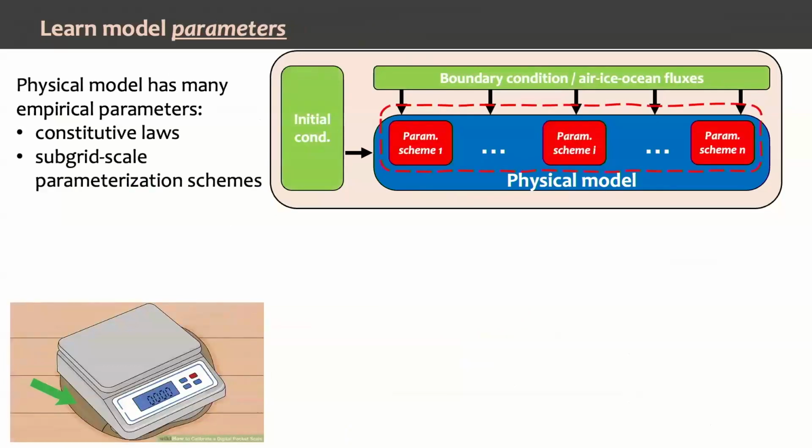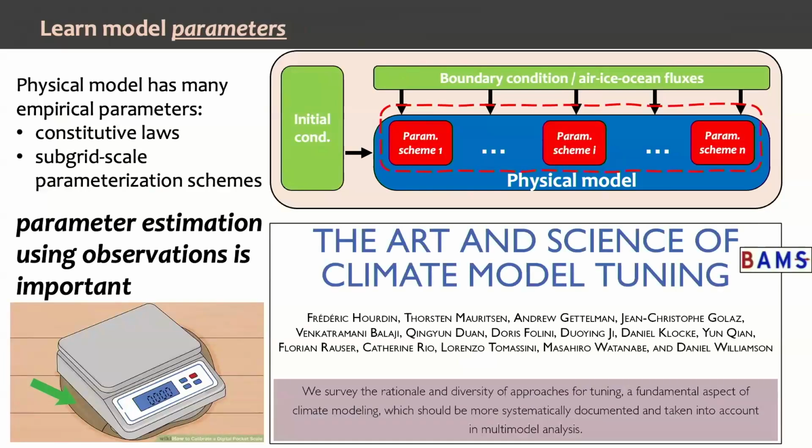Now I'm coming to the second part. This is where we try to learn the parameters of, for example, the subgrid-scale parameterization. This is a hard problem, and it's been appreciated for quite a while, because these parameter dimensions are very high dimensional. These climate models are very, very expensive to run, so sampling methods are very difficult to do.